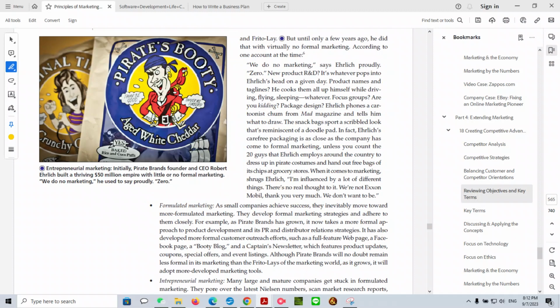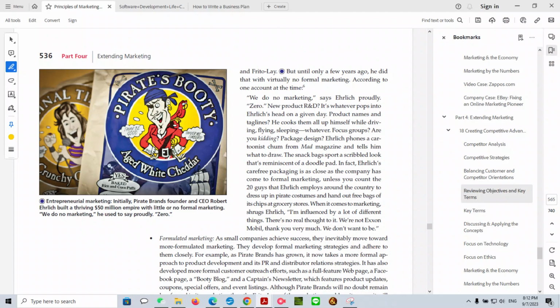The thing is, they offer a different type of chip product and it is targeted to a different demographic. So the small guy can compete. The small guy can compete with the big guy. Why? Different niche.